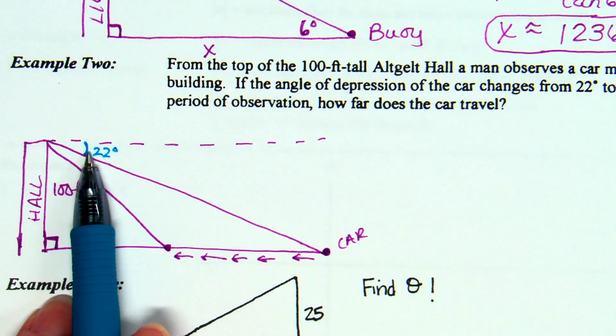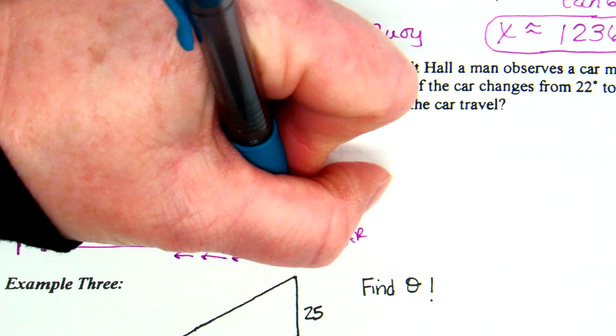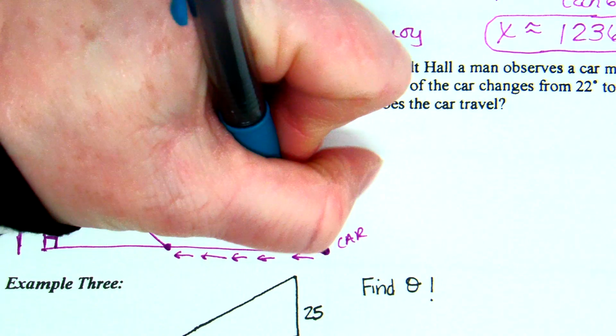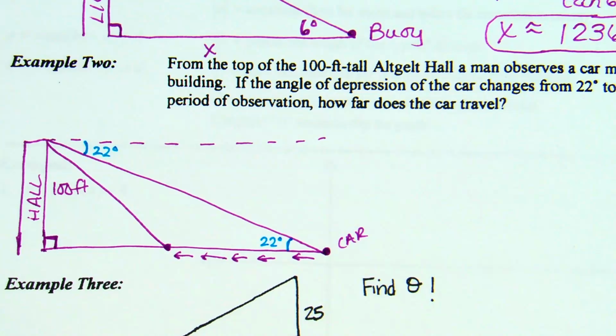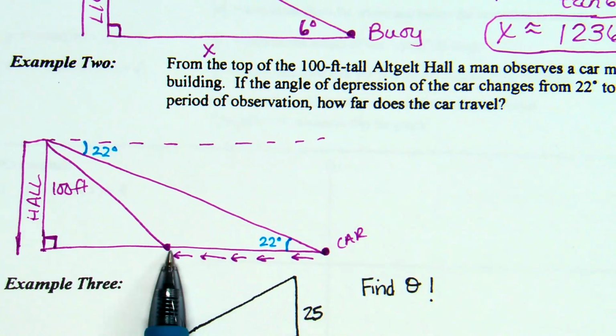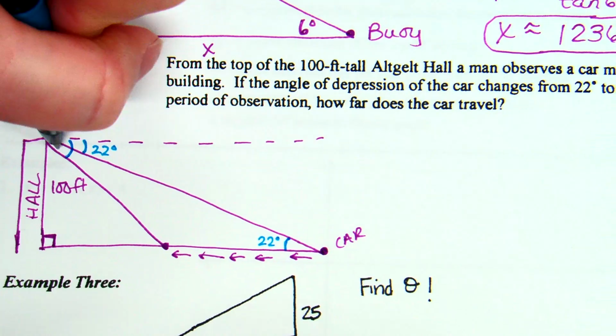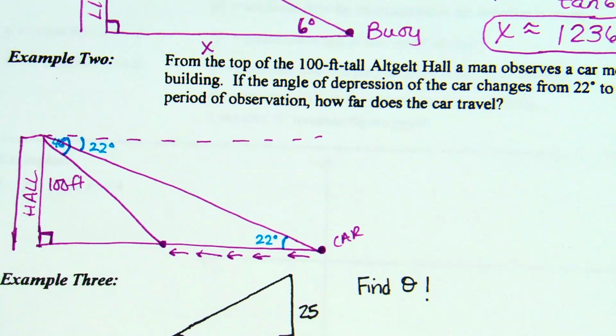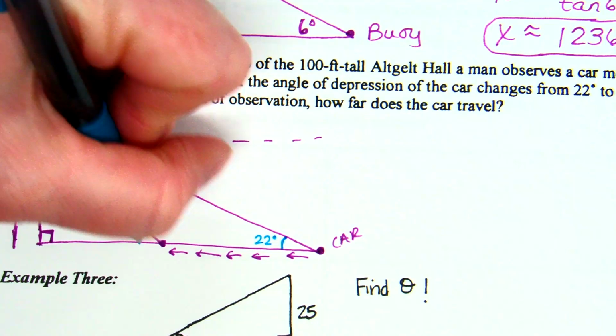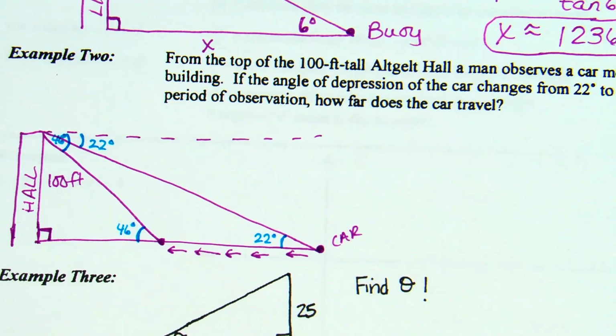Then, the car moves closer to him. And now, what is that angle now? Now he's got an angle of 46 degrees. So that means this angle right here is 46 degrees. That's a 46 up there in the corner that you can't read. Sorry. It's mostly important to be able to read it down here.